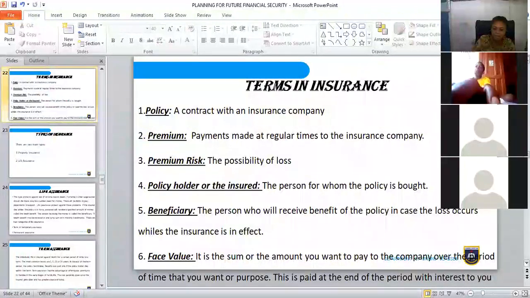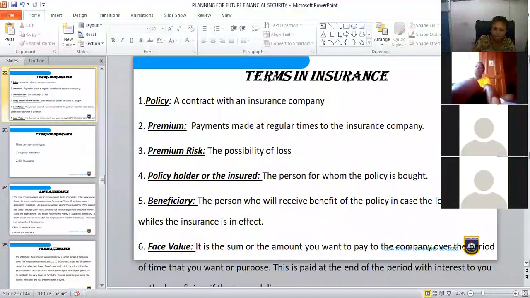Another term is face value. Face value is the sum or the amount you want to pay to the company at the time that you want, or the purpose. And this is paid at the end of the period with interest to you. So the amount of money you chose to pay, for instance, they have different rates. If you go to the insurance companies, they have different rates to be paid for each policy.